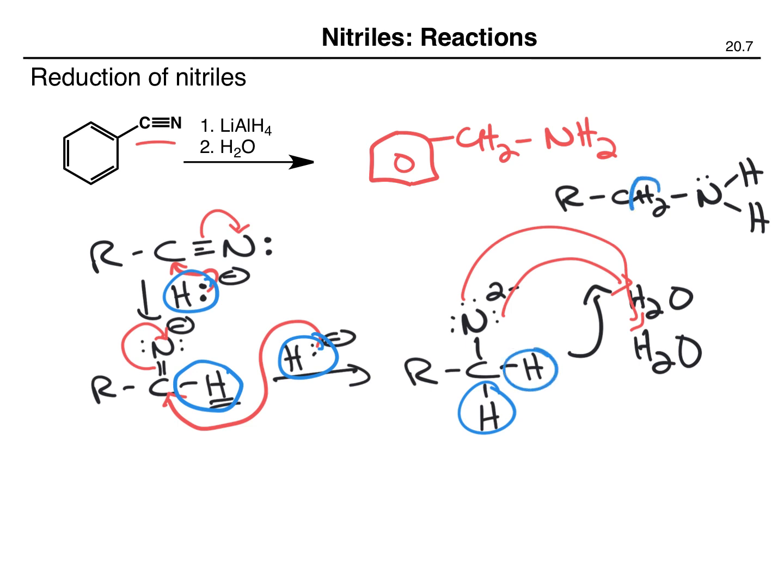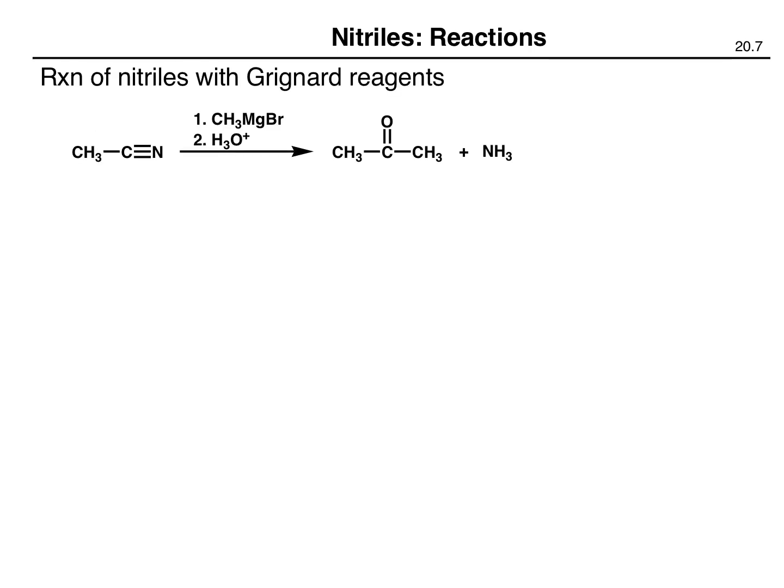So in the end, these two hydrogens came as hydrides, and then this and this came as protons from the water. If you want to know how this works, here is some information. Mainly what I want you to know is that nitriles can be reduced by lithium aluminum hydride to give an amine. The last reaction of nitriles that we're going to talk about is the reaction with Grignard reagents.